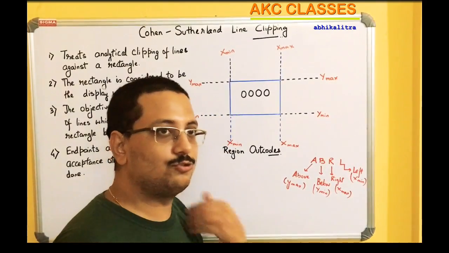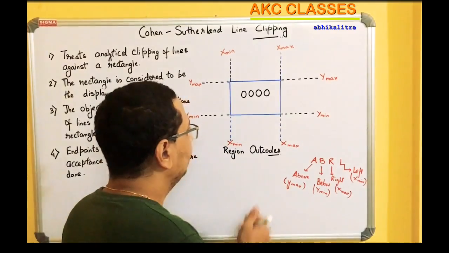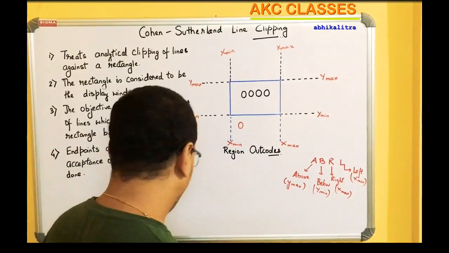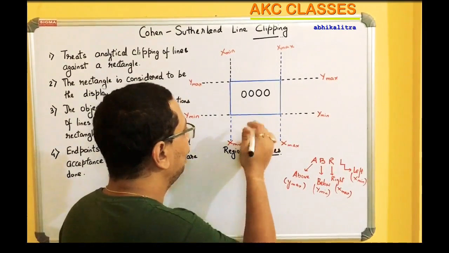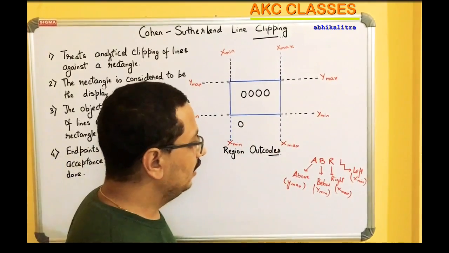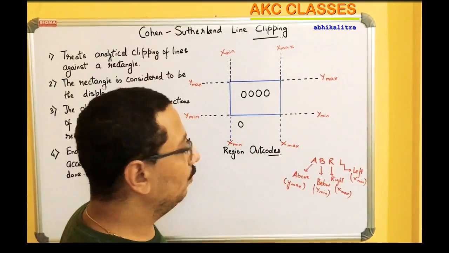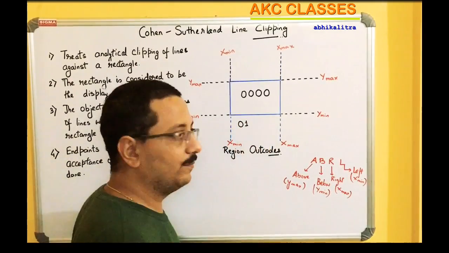If it is not true, we put a 0. If it is true, we put a 1, right? Since it is not above y max, we put a 0 over here, right? Now next, whether this particular section is below y min or not. Yes, it is. So we put a 1 over here, right?